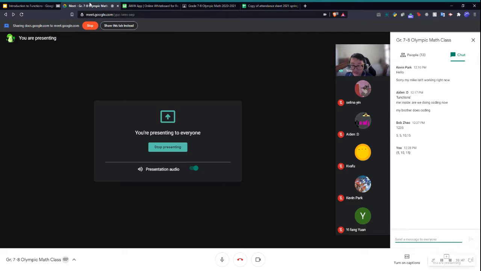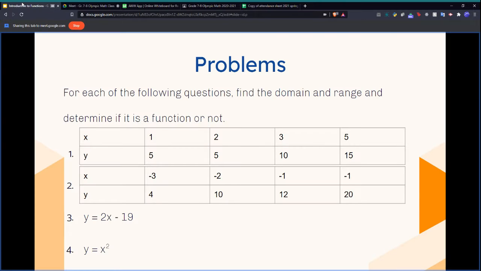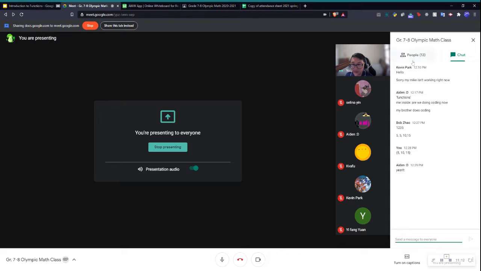And is it a function or not? Can someone tell me? Just say yes or no. Is it a function, for question one? Yes. So pick one. No. As I said, it is a function.